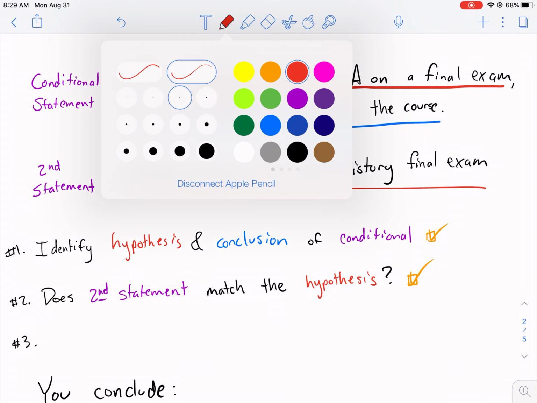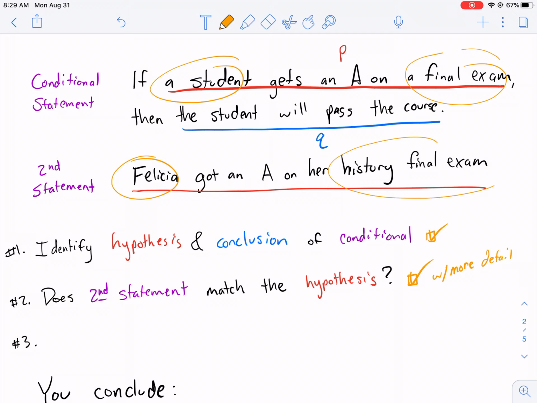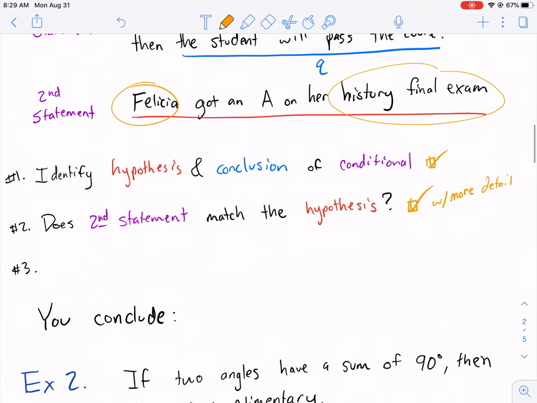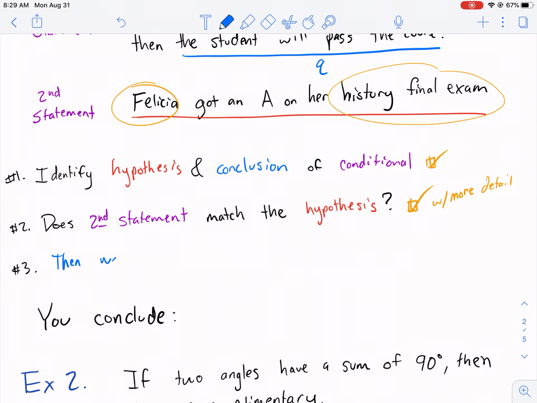Usually these simply provide more detail. It's not just a student, it's Felicia. It's not just a final exam, it's a history final exam. So it's saying the same thing. It's just providing a little more information for us to deduce the final thing, which is, does the second statement match the hypothesis? If that is also true, then we write our true conclusion.